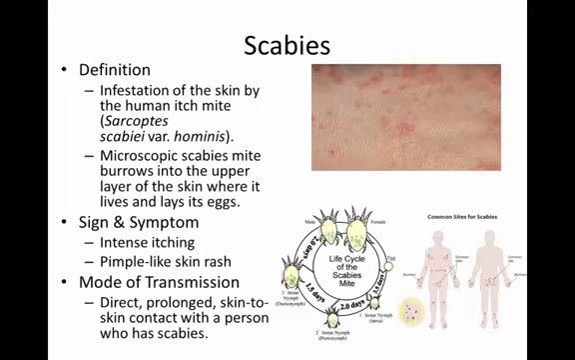Scabies is an infestation of the skin by a human itch mite. Microscopic scabies mites burrow into the upper layer of the skin where it lives and lays eggs. Signs and symptoms include intense itching and a pimple-like skin rash. The mode of transmission is direct, prolonged skin-to-skin contact with a person who has scabies.